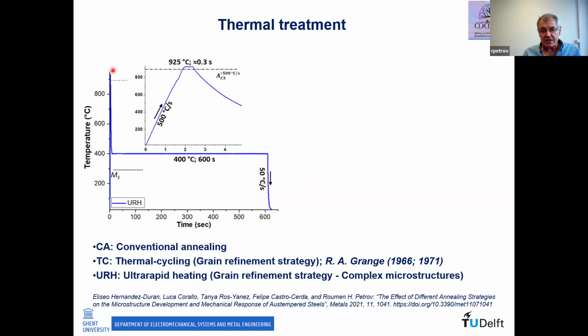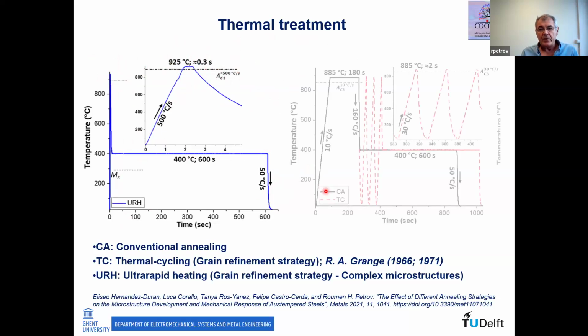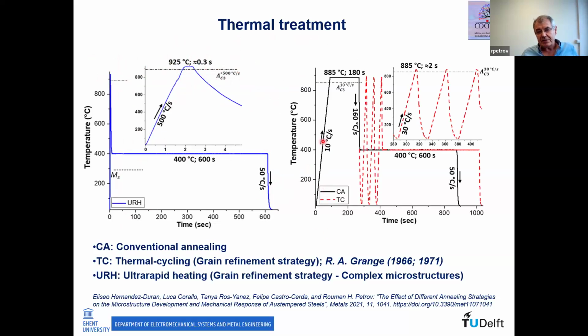We also had samples which are directly quenched, only to see the traces of the pre-transformation state of austenite. We also had a conventional treatment with 10 degrees per second. And here, the Ac3 temperature is around 850, and we went to 885. So obviously you have a difference in the temperature. We keep here 180 seconds for homogenization. This is kind of a classical cycle. And then we went for our tempering here. This is the second, which I call conventional annealing, CA.